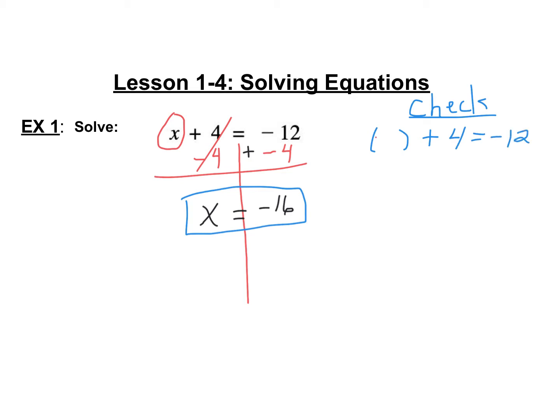So instead of x, I'm putting in that negative 16. And so on this side, negative 16 plus 4, I'm just going to add those together, and I get a negative 12 that does indeed equal the right side, which is negative 12. So it checks, and x equals negative 16 is a good solution. So let's move on to example 2.